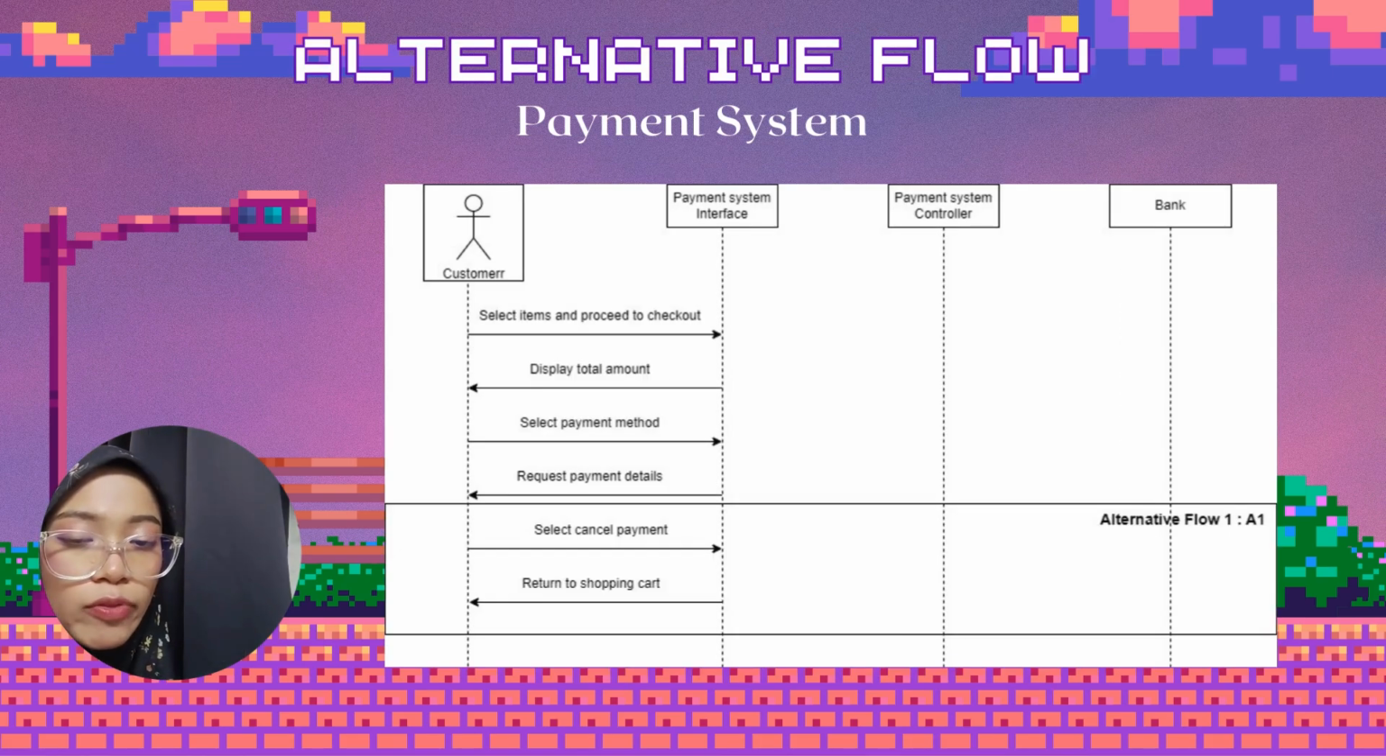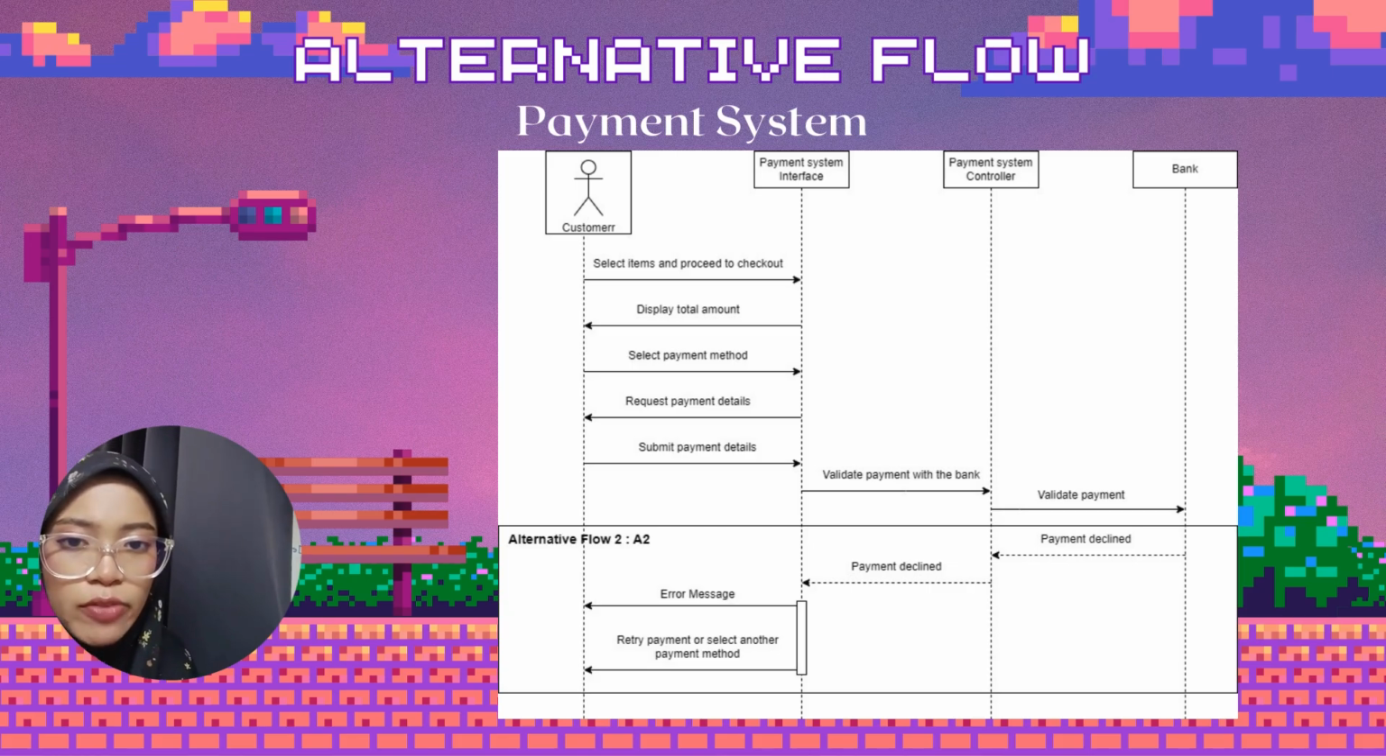For the payment system, we have two alternative flows, of which the first one is that the customer chooses to cancel the payment. This flow describes the scenario where the customer chooses to cancel the payment process. After selecting a payment method, the customer chooses to cancel the payment. Then the payment system interface will return the customer to the shopping cart without processing any payment.